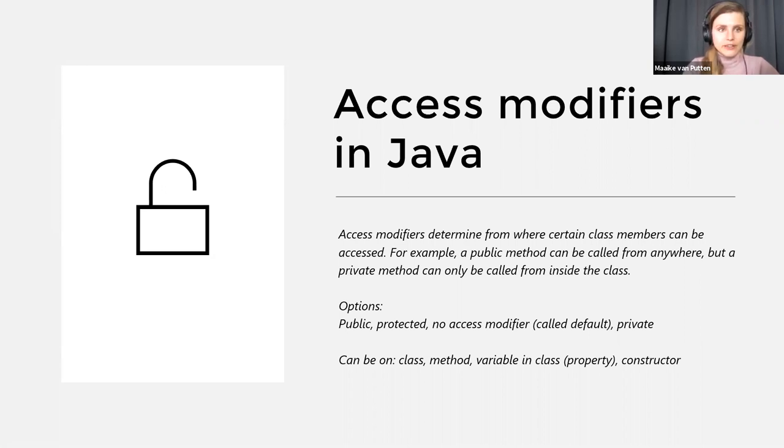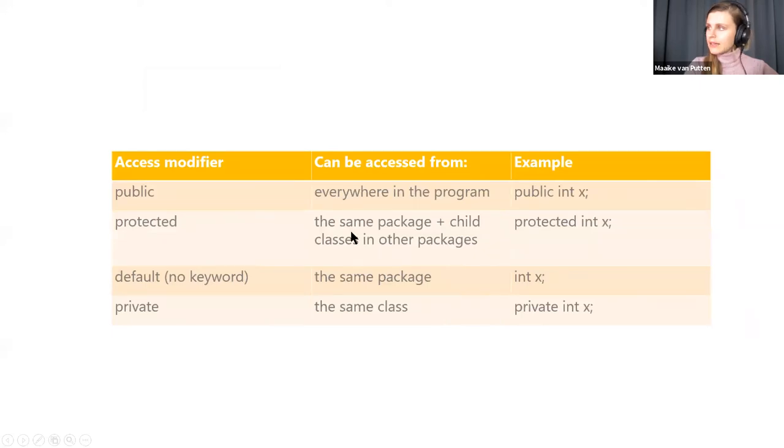Then we have 4 flavors of access modifiers in Java. We have the public keyword, we have the protected keyword. When you don't have an access modifier, it's called a default level of access. And we have private. And they can be on classes, on methods, on variables inside the class, so the so-called fields, and on constructors, and we haven't seen those yet. So I have a table here of from what places you can access what. So first, let's start with public, and I'm saying you can access this from everywhere in the program.